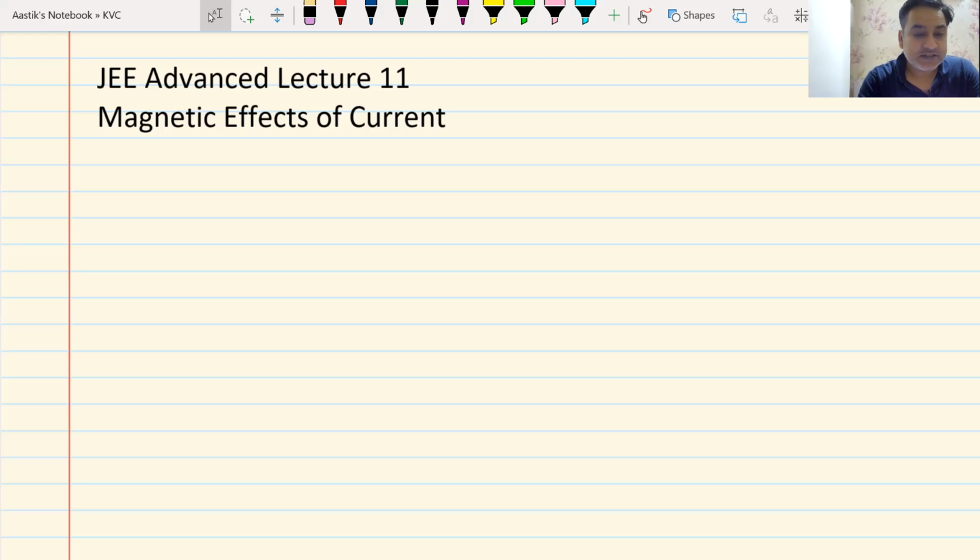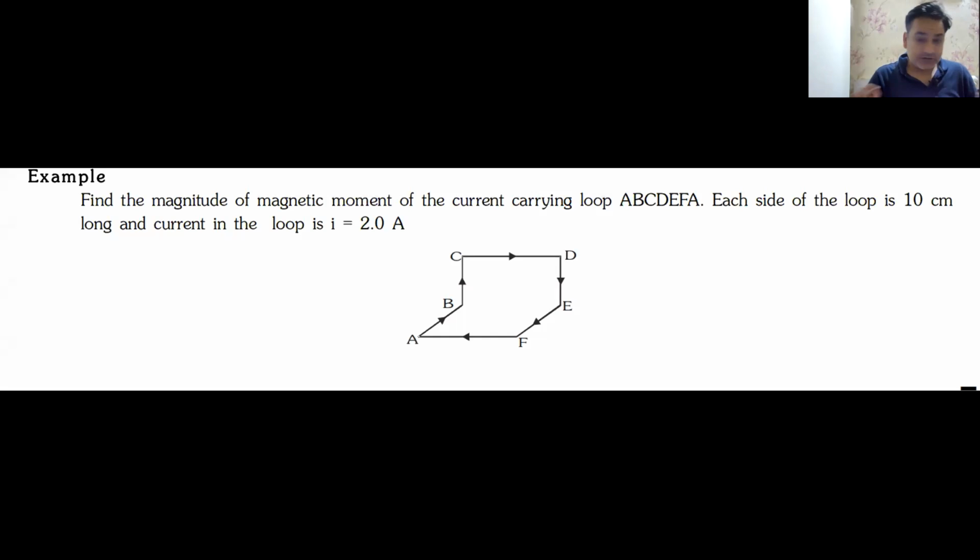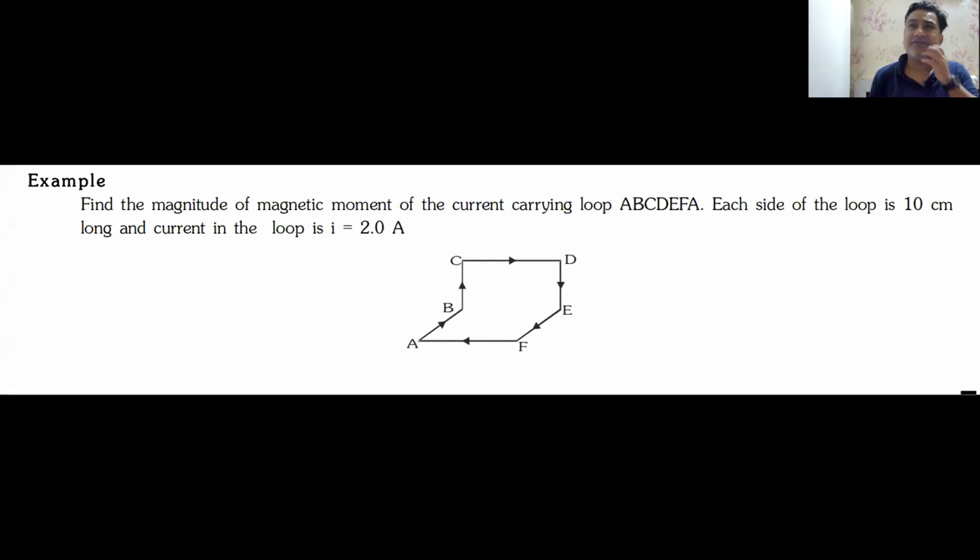Anyways, let's not waste any time and let us begin with the first question for today. A question of this nature came in JEE Advanced some 3-4 years back, probably. Don't remember the exact year. It was very simple: find the magnitude of magnetic moment of the current carrying loop. Each side of the loop is 10 centimeter. You can write it as A, and the current in the loop is I. Whatever values don't matter. What matters is that you understand the logic behind it.